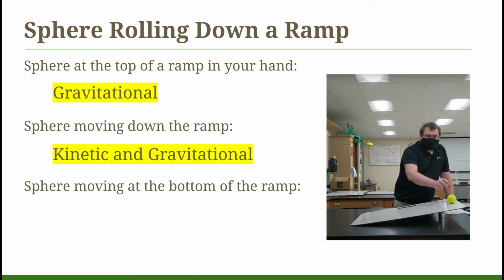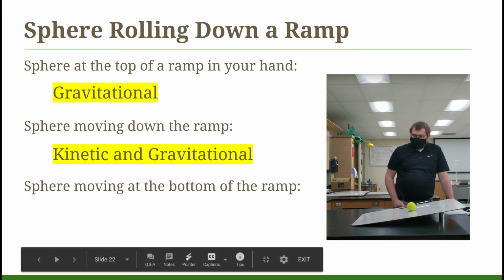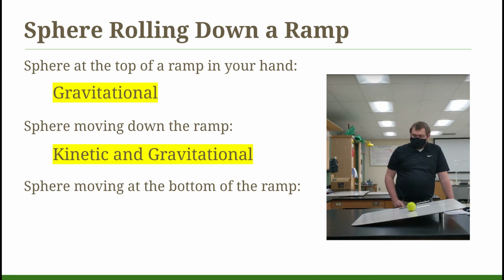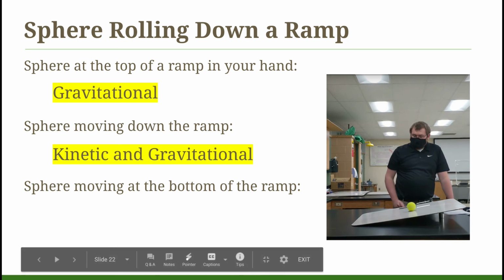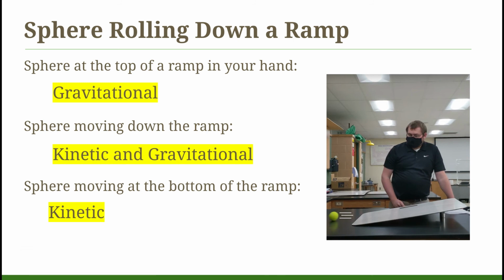Then when it is halfway down the ramp, it is a little bit lower. So it's not as high as it was at the top of the ramp. So the kinetic energy increases. When the ball is all the way down the ramp, it's quick, and it's all the way on the table, which is low, so it has transformed all of its gravitational energy into kinetic energy.